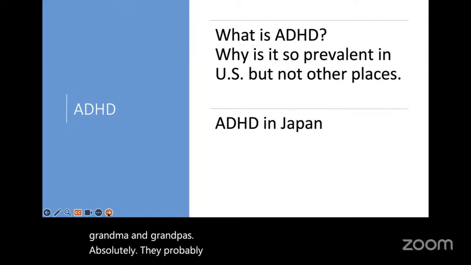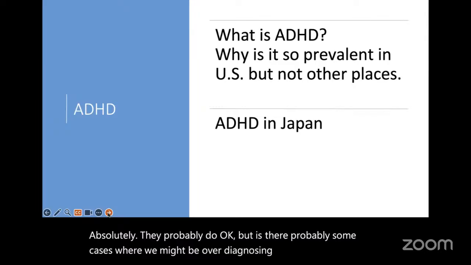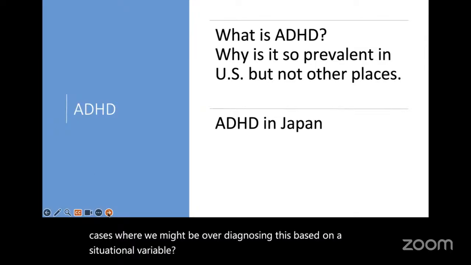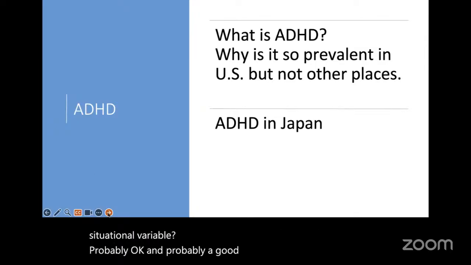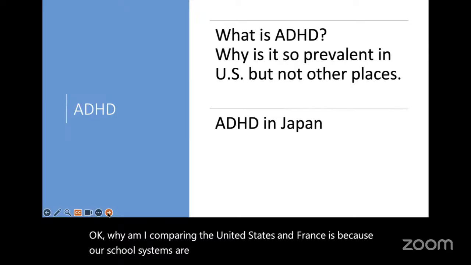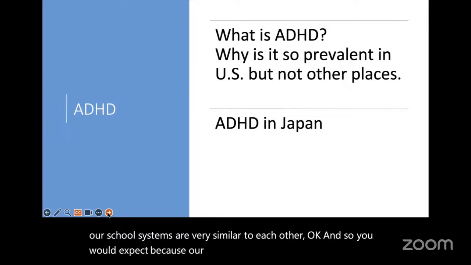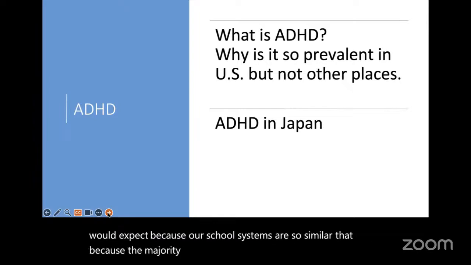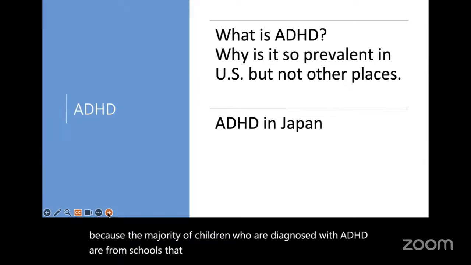Okay. But is there probably some cases where we might be overdiagnosing this based on a situational variable? Probably. Okay. And probably a good example of this is a comparison between the United States and France. Why am I comparing the United States and France? Because our school systems are very similar to each other. And so you would expect, because our school systems are so similar, that because the majority of children who are diagnosed with ADHD are from schools, that prevalence rates should be about the same.